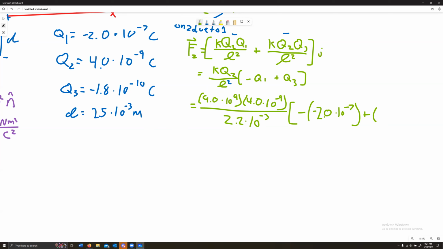Plus, then this is Q3 here, negative 1.8 times 10 to the negative 7. Yikes. Okay. And then this right here, I haven't done the math for this one just yet, but this is the right format here for Q1, Q3. So whatever answer you get there, that should be right.